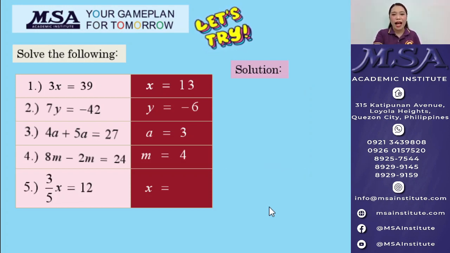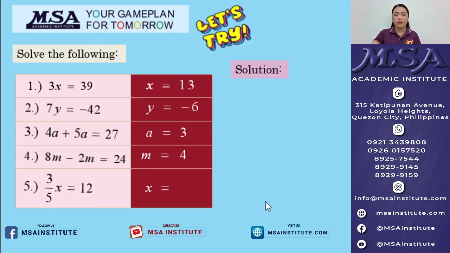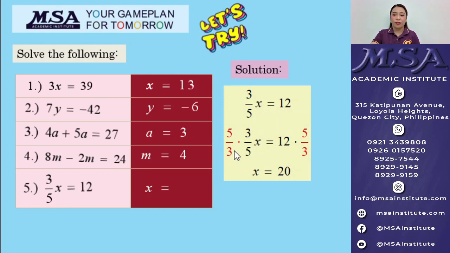Next, we have item number 5. 3 over 5x is equal to 12. So the reciprocal of 3 over 5 is 5 over 3. So just multiply it on both sides of the equation and simplify. So we have 5/3 times 3 over 5x, it will give us x. And 12 times 5 over 3 will give us 20. So the final answer for item number 5 is 20.